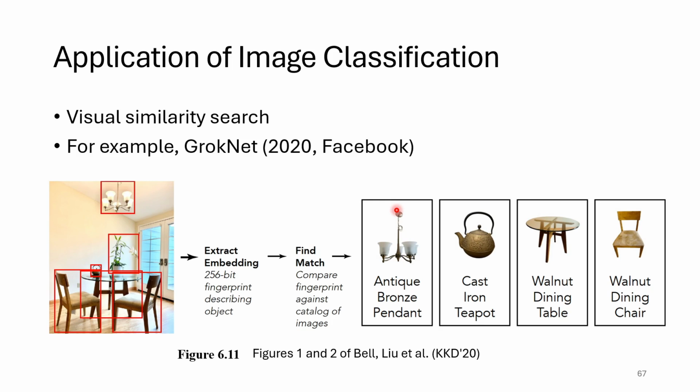One example mentioned in our textbook is the GrokNet. It is the network developed by Facebook. What can it do? Given an image, it can extract objects from the image and then do image classification. Then it can recognize that this is a certain type of class.